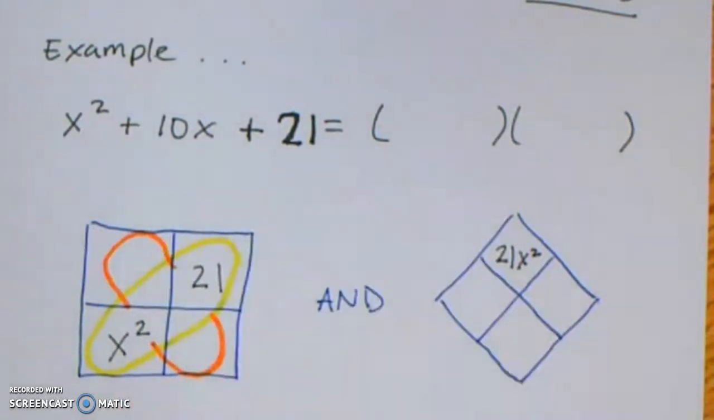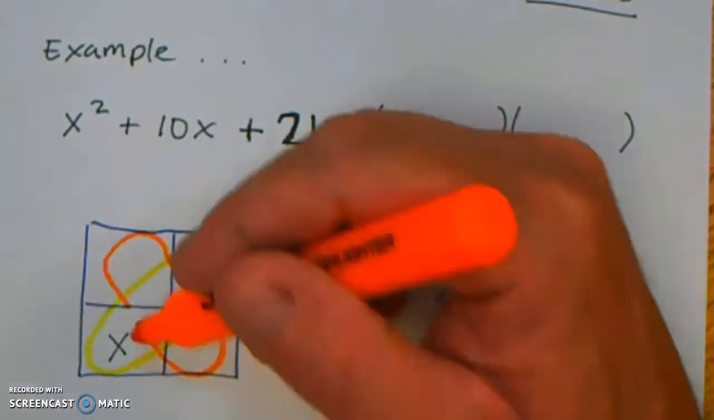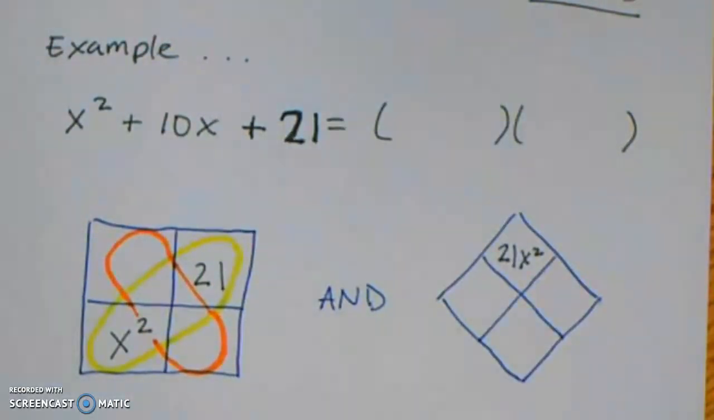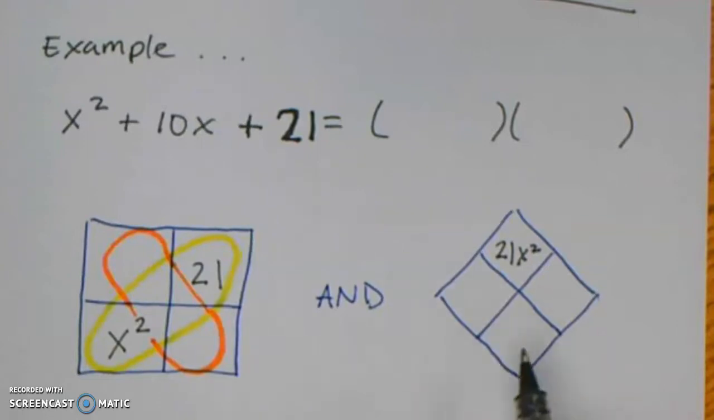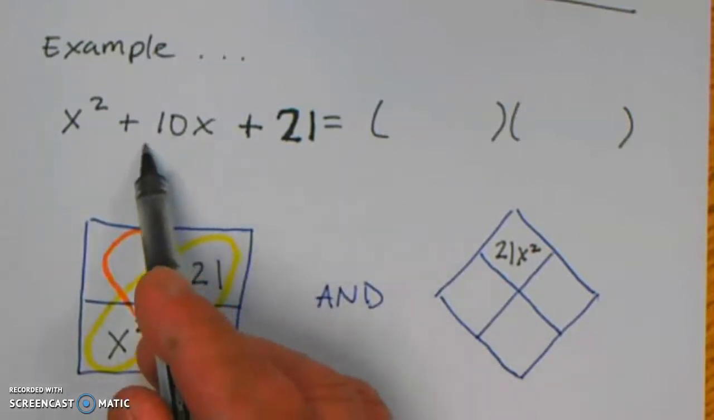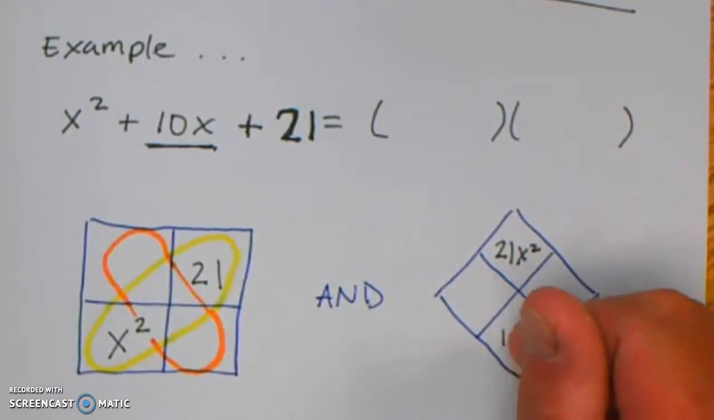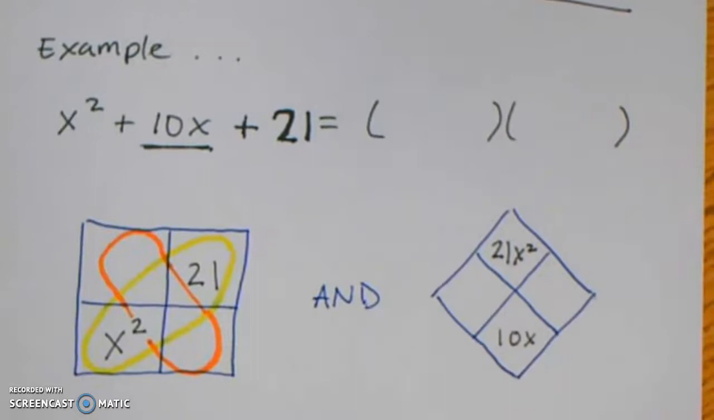So I knew that those would have to be the same here. So that's why I started my setup like that. Okay, now the next thing that we can fill in here is the bottom part of the diamond problem. If you noticed in our last example, the bottom part of the diamond problem, the sum, was the middle term of that quadratic. So I know that I need to have a 10x here.